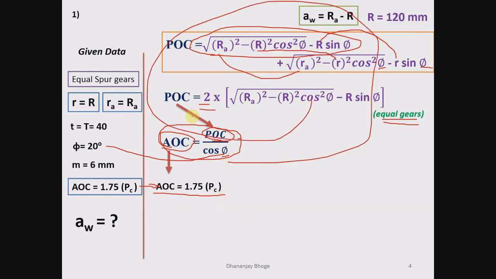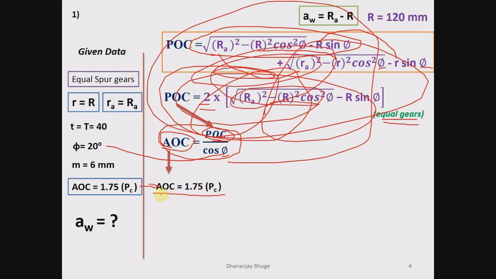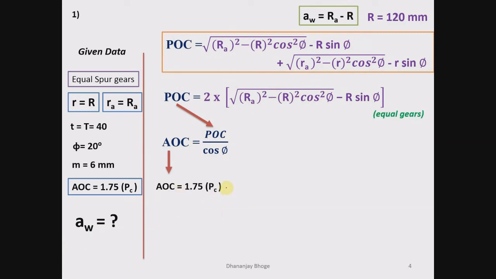Don't write the upper part right now. Write down this. I have just explained how to proceed. Write this. Arc of contact is equals to 1.75 times the circular pitch. Next, what is circular pitch? It is pi times the module. We know that. We have seen in gear terminology. Circular pitch is always pi times the module. So substitute pi into m for PC. Write these equations, solve this and tell me the value of arc of contact.